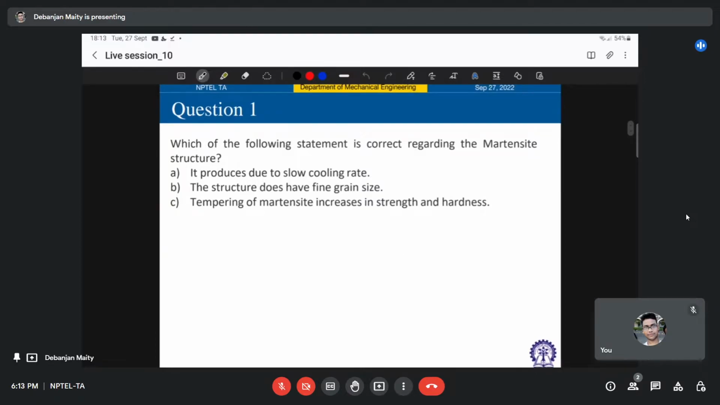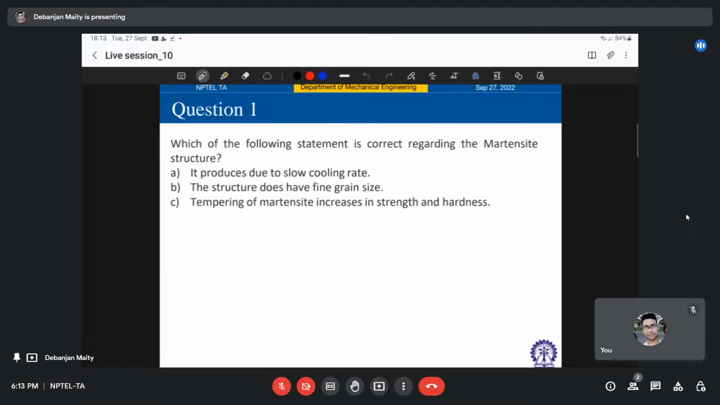So in the first question, it says, which of the following statements is correct regarding the Martensite structure? The first statement says it is produced due to slow cooling rate. The second statement says the structure has fine grain size. And the third statement says tempering of martensite increases strength and hardness.